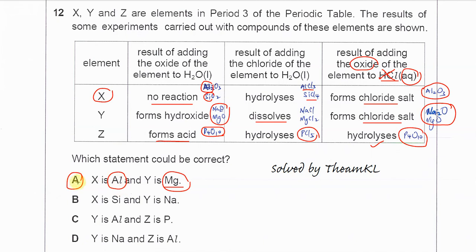Okay, however, the answer is A. The X is aluminum and the Y is magnesium.